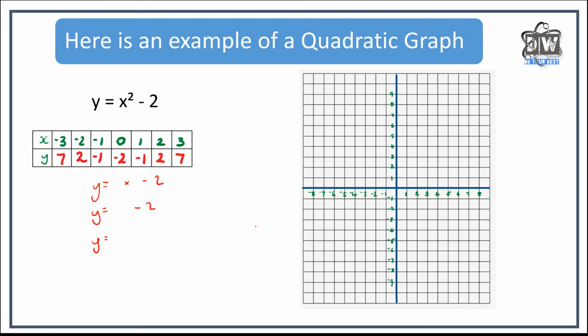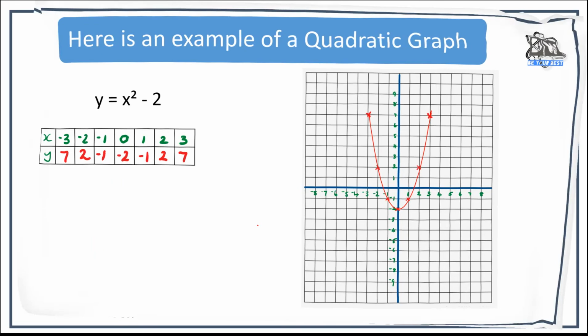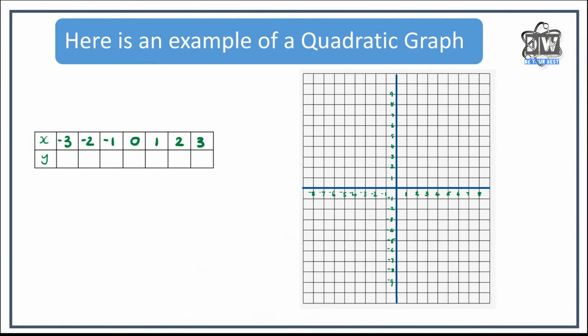And let's plot those points now. So we've got minus 3 and 7. Plot a point. Minus 2 and 2. Plot the point. I'm going to say plot the point a lot. Minus 1 and minus 1. 0 and 2. Sorry, 0 and minus 2. 1 and minus 1. 2 and 2, and 3 and 7. And we can see that lovely parabola again. And we're going to link these points up with a beautiful curved line. There we go.